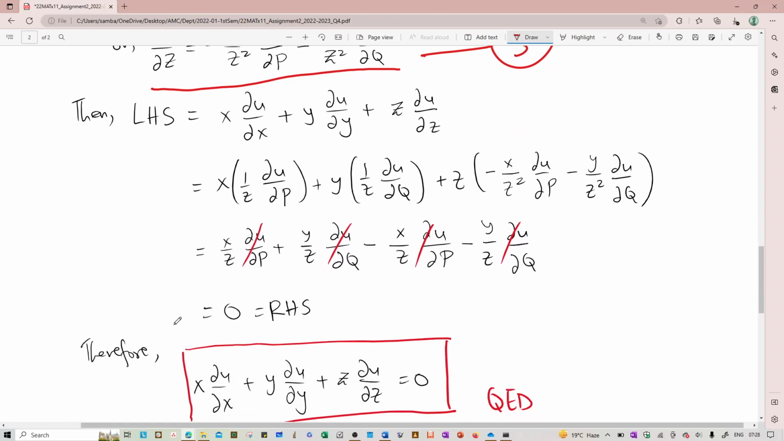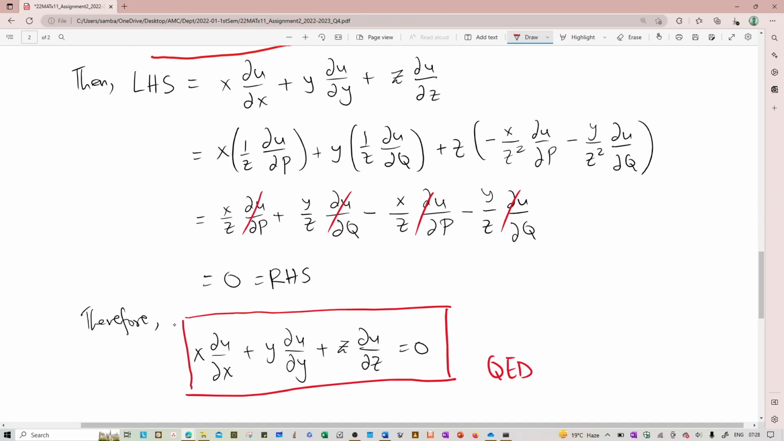Now things are pretty simple from here, right? As you can see that we write down the LHS. Instead of ∂u/∂x, we write 1 by z ∂u/∂p. Instead of ∂u/∂y, we write 1 by z ∂u/∂q. Instead of z ∂u/∂z, we write the entire term from the third equation: minus x by z square ∂u/∂p minus y by z square ∂u/∂q. And then when you open the bracket, every term cancels off, and therefore the required statement is proved.